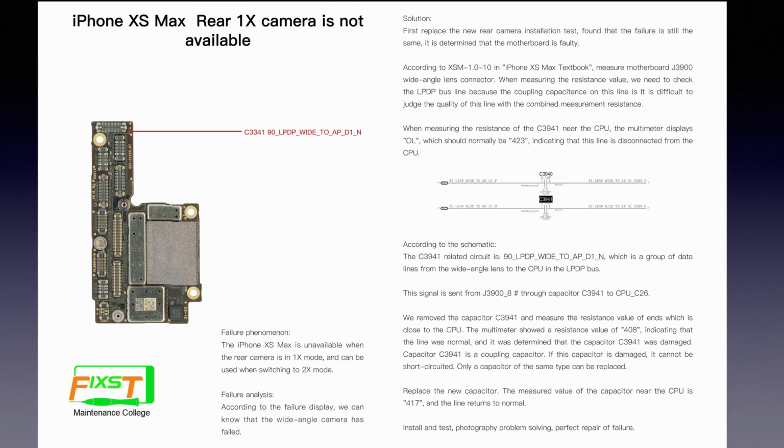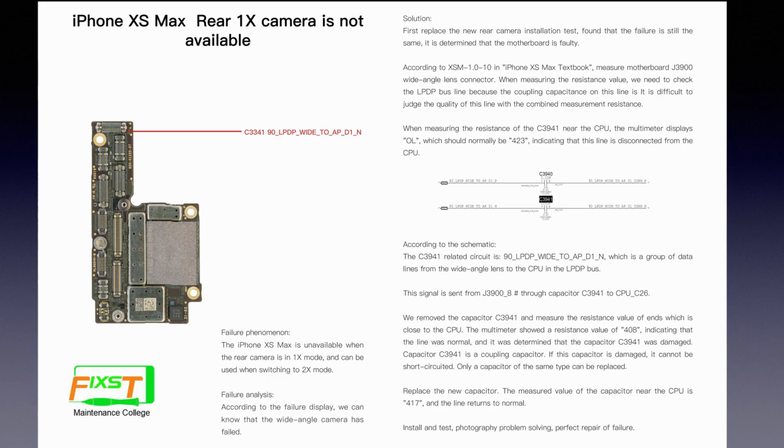This signal is sent from pin A of J3900 through the capacitor C3941 to CPU pin C26. And we remove this capacitor and test the resistance of the end close to the CPU. The multimeter shows the resistance value is 408. It means that this line is normal. It's determined that this capacitor is damaged, and this capacitor is the coupling capacitor.